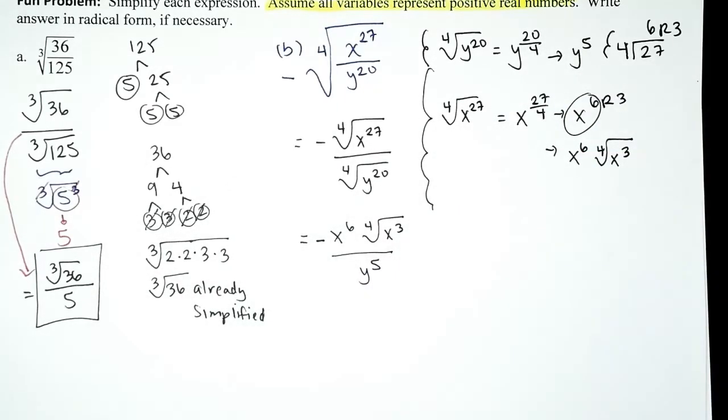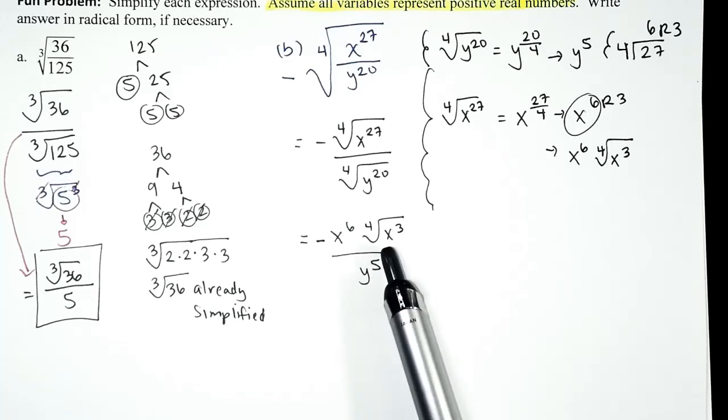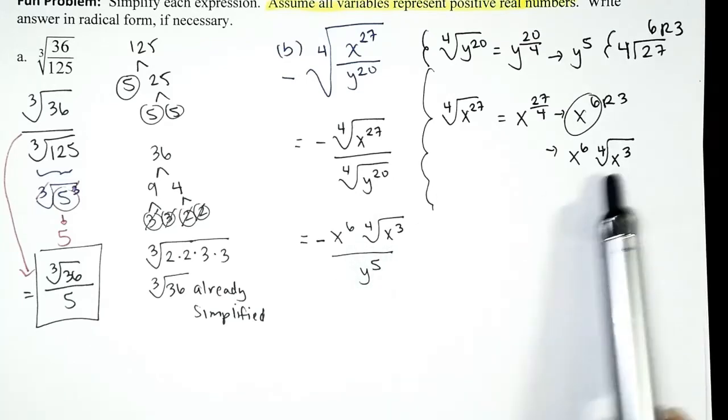So the question is, are we good? I don't know. We got a fraction. There's radicals involved. So the first thing I want to ask myself is this. Is there a radical in the bottom? There better not be. Cool. The radical that we do have left over, is it simplified? Yeah, we did it on the side.